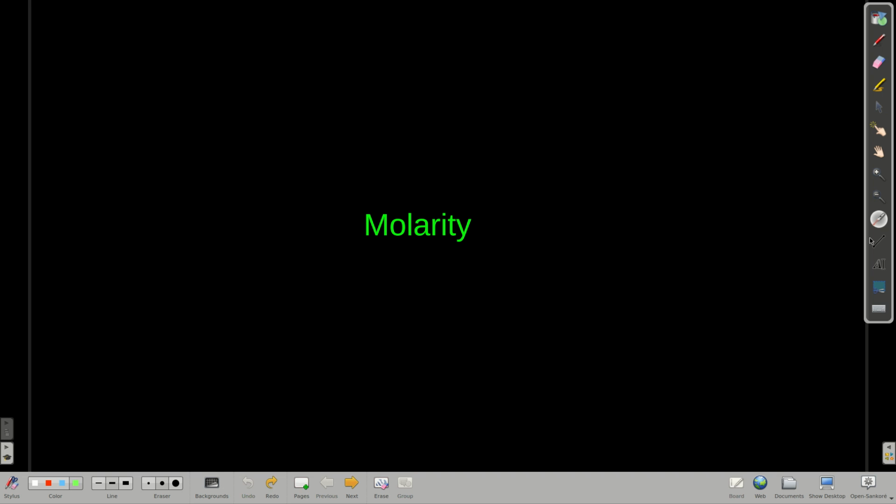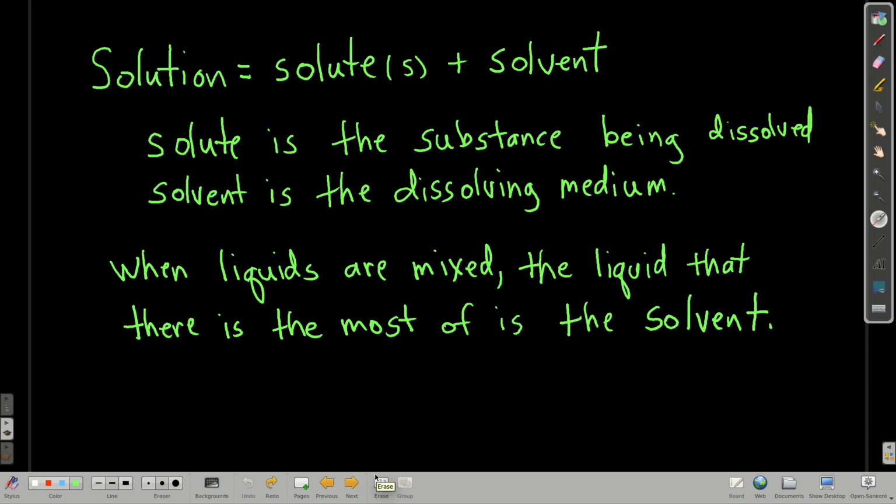In this module, we're going to talk about molarity. All right, so we're talking about solutions here, so we have to make a few definitions so that we're clear as to what we're talking about. So when we have a solution, it's a homogeneous mixture, and there's going to be at least one solute, there may be more, and one solvent.